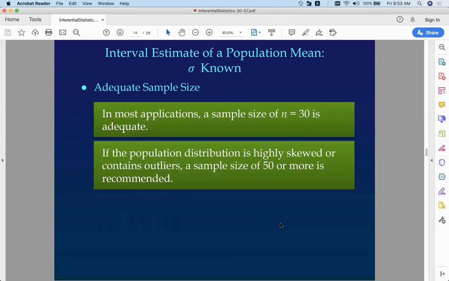There is some theory. In most cases, a sample size of n equal to 30 is adequate. If the population distribution is highly skewed or contains outliers, a sample size of 50 or more is recommended. Now you might ask, Mani, where is all this applicable? All of this is applicable in business analyst and data analyst roles, where typically every day you don't build machine learning models, but you estimate all this.